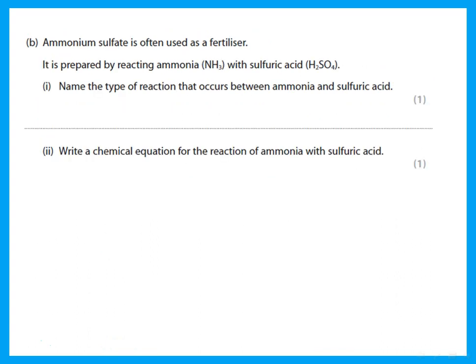Ammonium sulfate is often used as a fertilizer. It is prepared by reacting ammonia with sulfuric acid. Name the type of reaction that occurs between ammonia and sulfuric acid. Remember, ammonia is a base, plus acid to give salt. That is called a neutralization reaction.